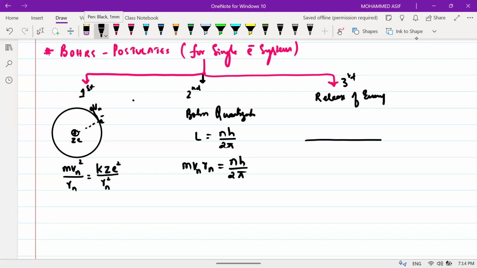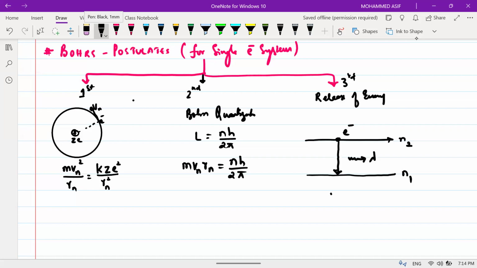Like, say, for example, this is your higher orbit, and this one is your lower orbit. Lower orbit I'm representing by n1 and higher orbit I'm representing by n2. If there is an electron present in the higher orbit, whenever an electron is jumping from higher orbit to lower orbit, it liberates the energy in the form of a wavelength.